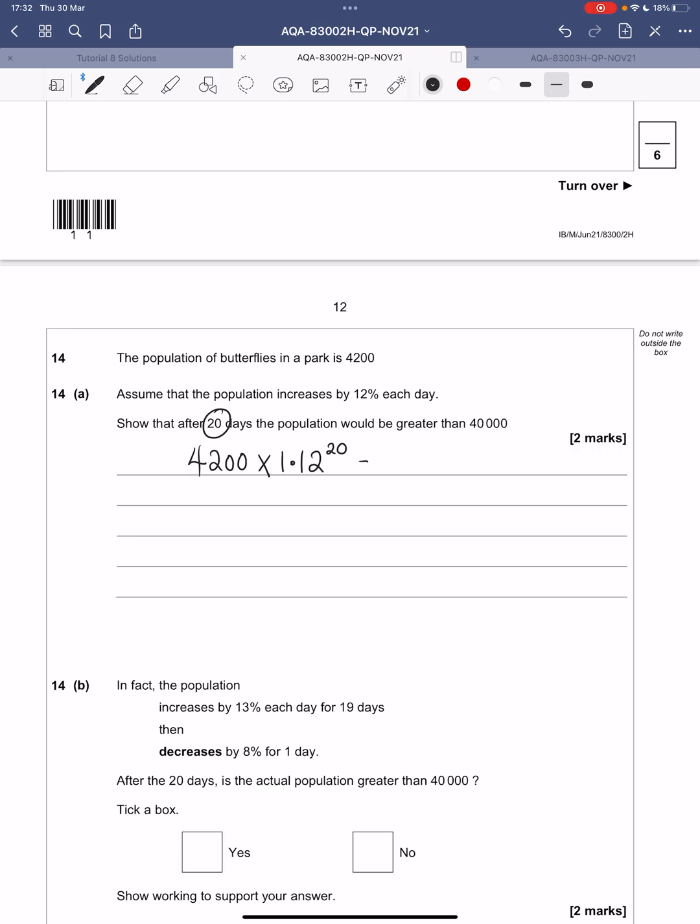which is 40,514 point etc etc, to the nearest butterfly, and this is greater than 40,000. I'm just going to turn the lights on because it's got a little bit dark in here now.